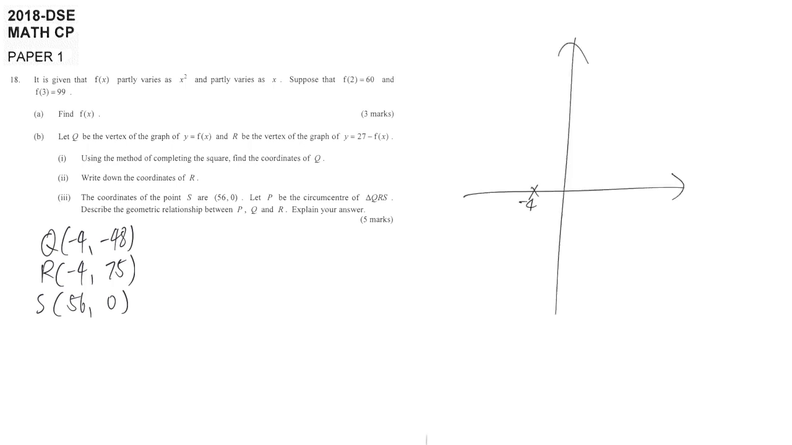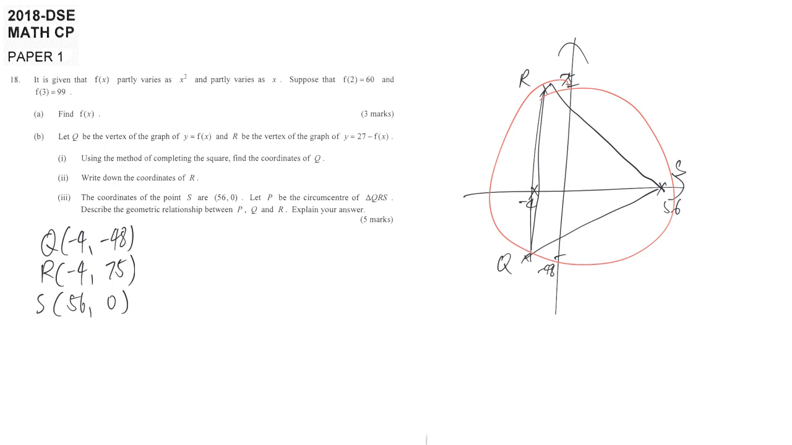(-4, maybe here, and then we have 75). We have this point R. We also have (-4, -48). We have this point Q, and then we have (56, 0) here. So this is point S. And then what they say is this forms a triangle, and for this triangle there is a circumcenter. That means the center of this circle, where the three vertices lie on the circle.